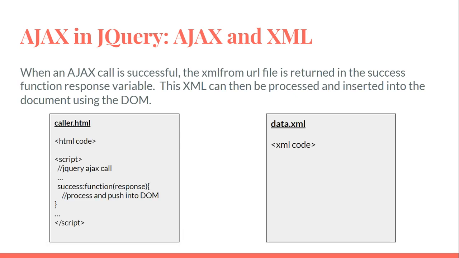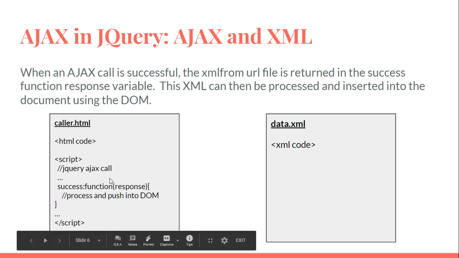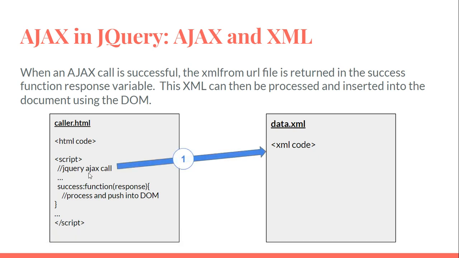So when an AJAX call is successful, what happens is we come down into the jQuery AJAX call, and that jQuery AJAX reaches out to an XML file. That XML file then bundles up all of its code and sends it back in the success function into the response callback parameter. Then that success function takes all that XML code, processes it, and pushes the piece that it wants into the document using the DOM. Once again, all of this happens behind the scenes without the page having to be reloaded.